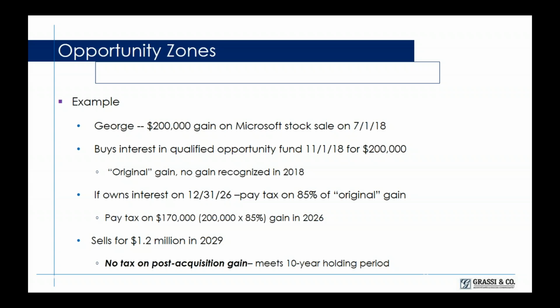If George doesn't need to take any money out of the fund to pay his tax bill on the deferred taxes in 2026, and he leaves it there until 2029, so he's now invested over a 10-year holding period, if he sells that investment for $1.2 million, there'll be no tax on that gain when he sells out of the Opportunity Fund. So that will completely escape tax. It's called a permanent exclusion, and this is where the big benefit is for these opportunity zones.